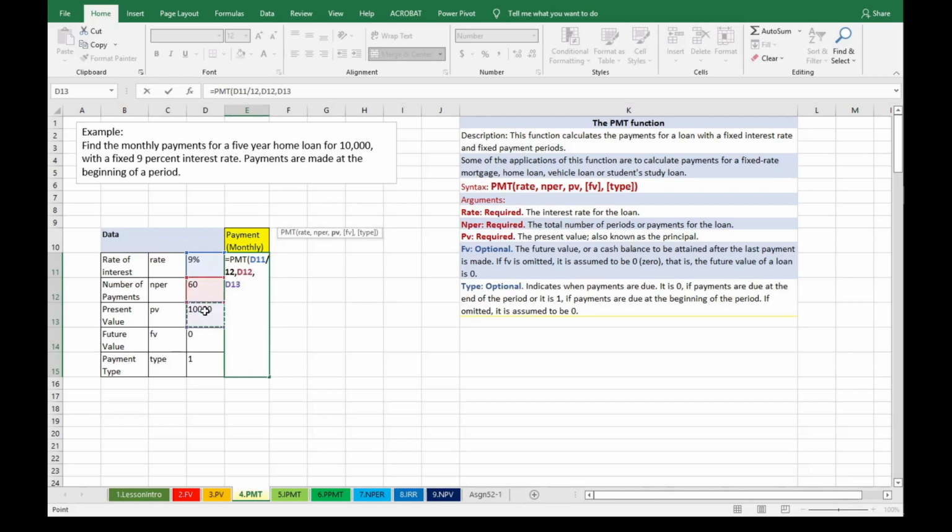PV is 10,000. Then the future value of this loan is 0, and the payment is made at the beginning of the period, that is 1. So we'll close the parenthesis and enter, and here we need to pay 206.04 per month for 5 years for this home loan.